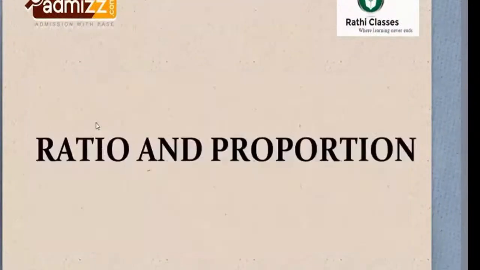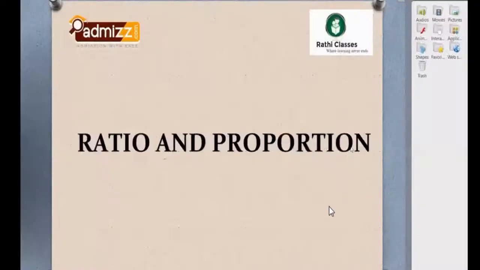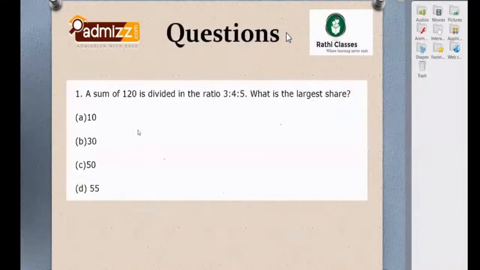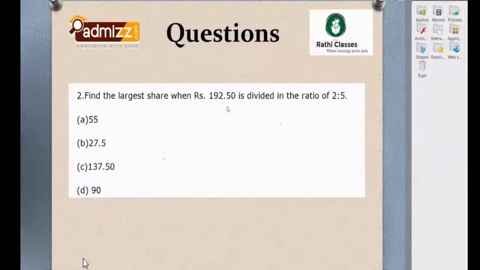Next topic would be ratio and proportion. We will be trying to solve as far as possible using shortcut approaches. So let us start with question number 1. A sum of 120 is divided in the ratio 3:4:5. What is the largest share? As you can see directly, the largest share is 5. If you add 3, 4 and 5, you will directly say it is 12. So 12 by 120 is 10. 10 into 5 is 50. So the answer would be 50. This is very easy and a normal method will be helpful to you. Moving on to the next question.